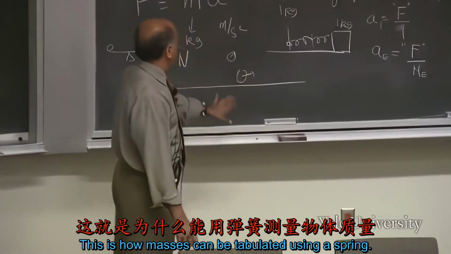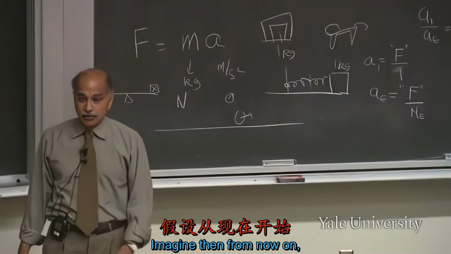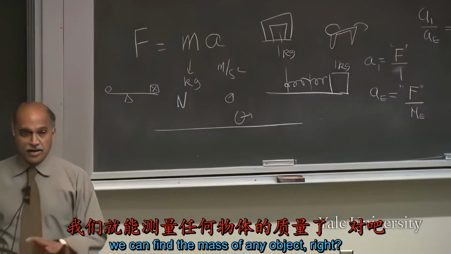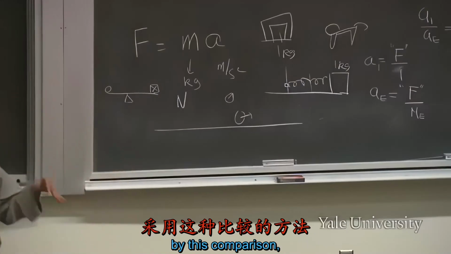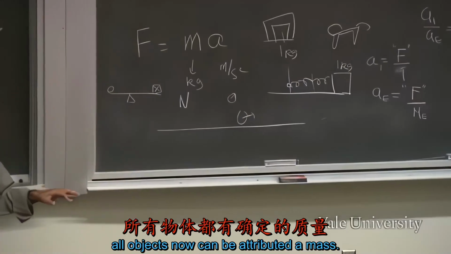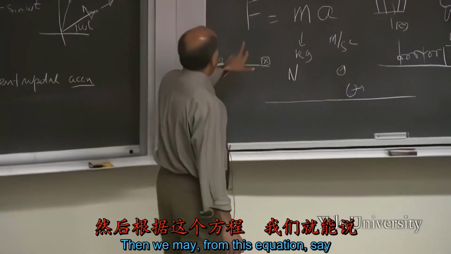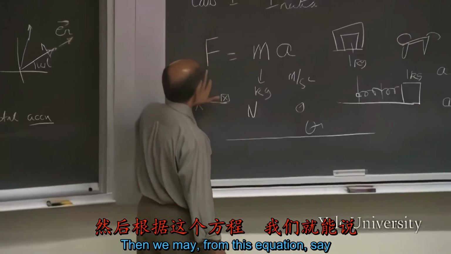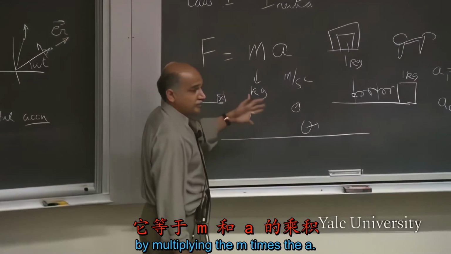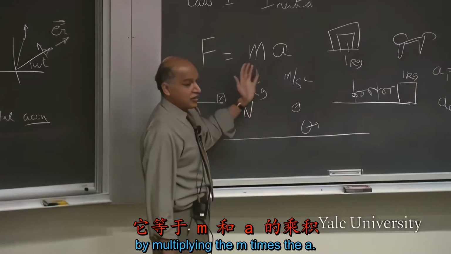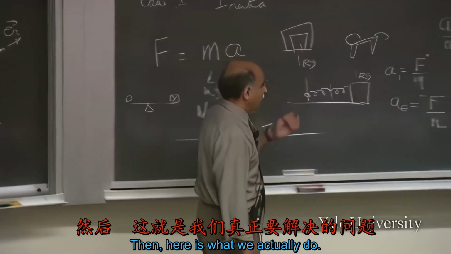This is how masses can be tabulated using a spring. So imagine then, from now on, we can find the mass of any object, right? We know now with the same spring, by this comparison, we'll find. So all objects now can be attributed a mass. Then we may, from this equation, say a certain force is acting in a given situation by multiplying the m times the a. But then here is what we actually do.